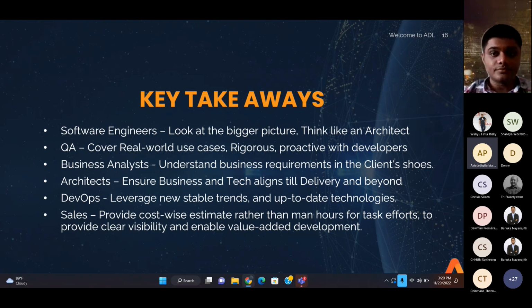So if you provide something in their shoes, on their terms, it will be easier for them to understand the numbers or the amounts, rupees or the values easily, rather than high level tasks. And also it enables you IT professionals to provide value added development rather than reinventing the wheel.